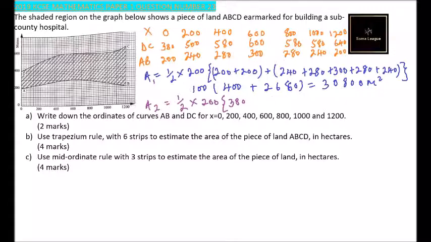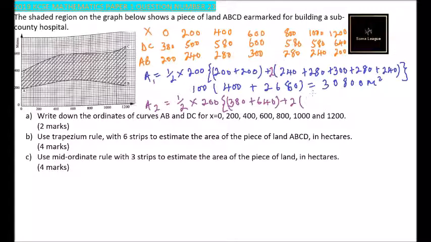The last one is 640, so we add 640. You put the bracket there. Then here we are supposed to be multiplying by 2. Forgot that. So there we get 2.